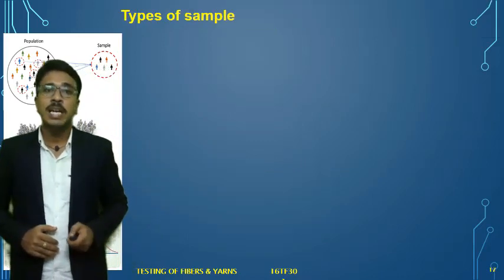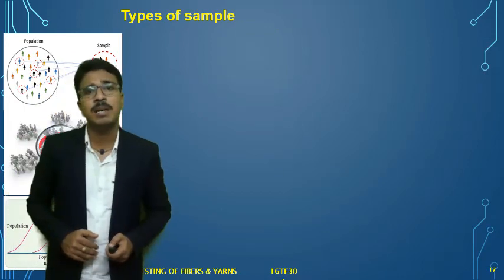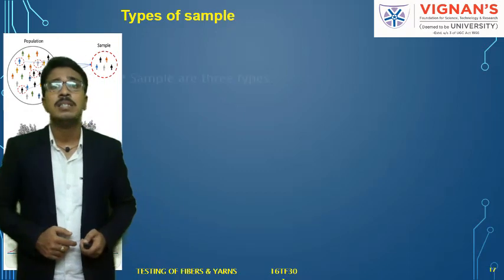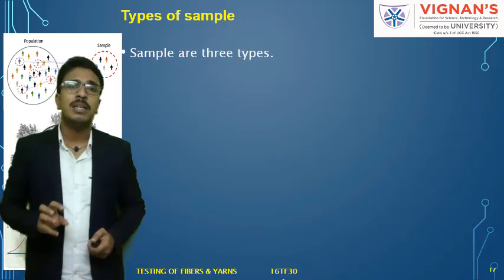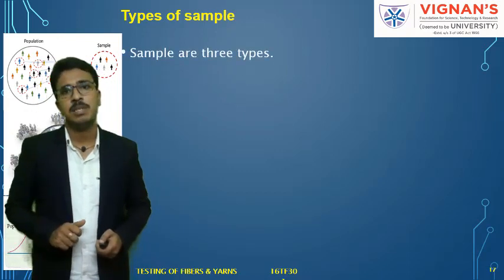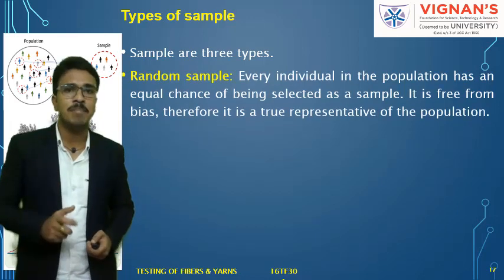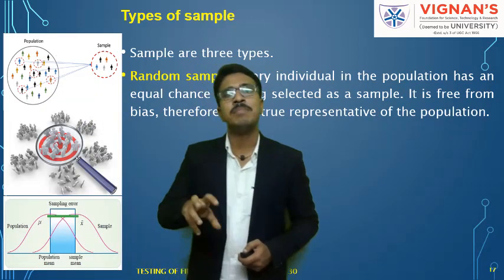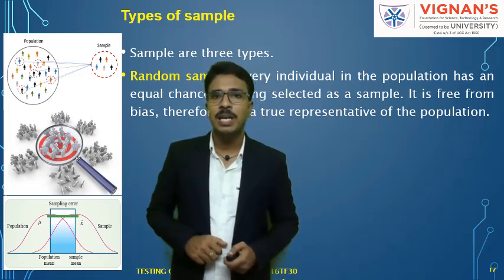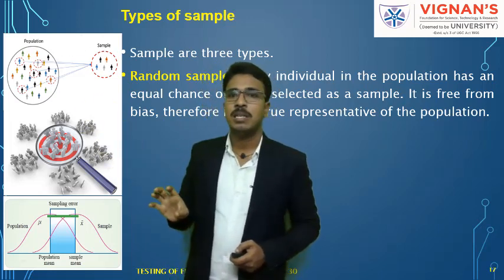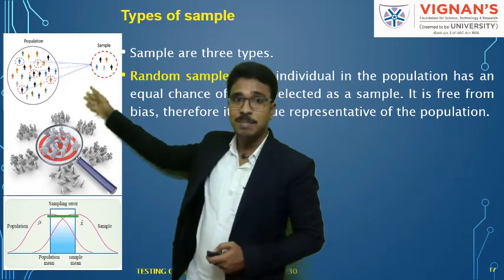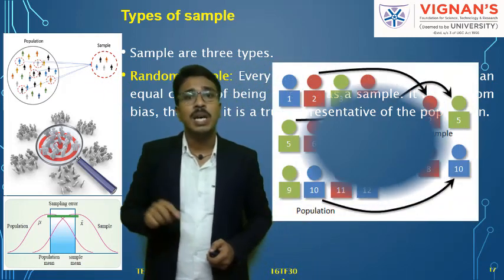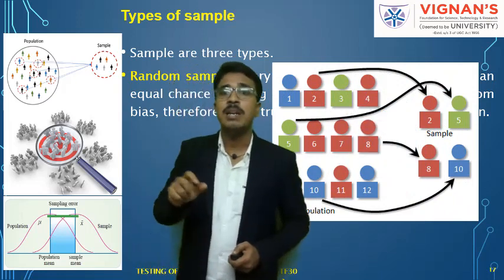Okay, next we will see the types of sample. Mainly there are three types of samples. One is the random sample. Random sample means what? From the population, and you can see this image is the best example, we take the sample randomly.